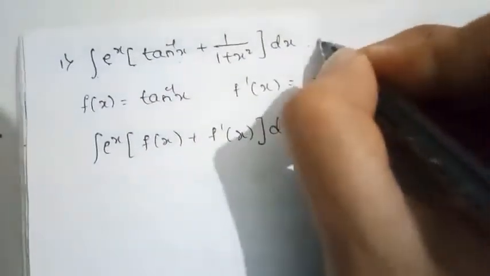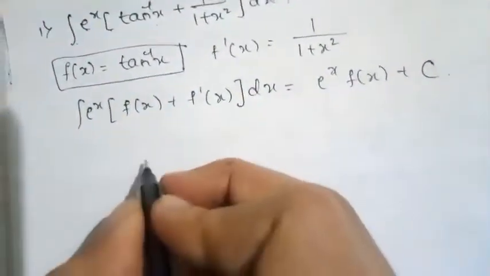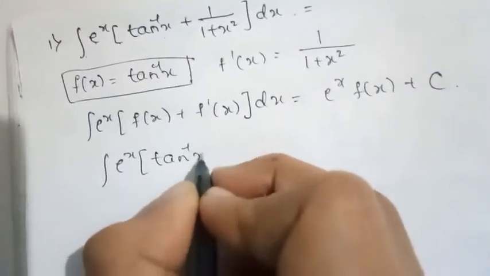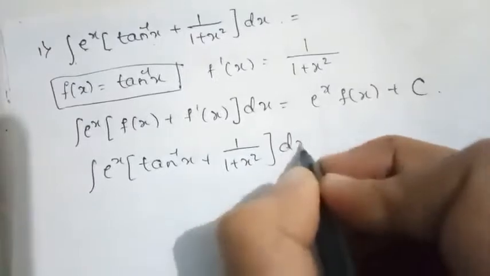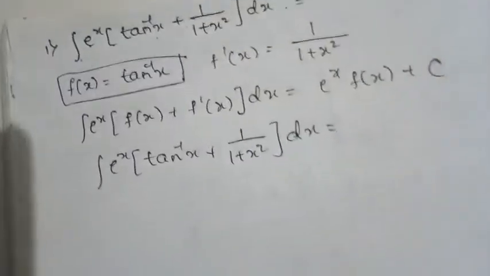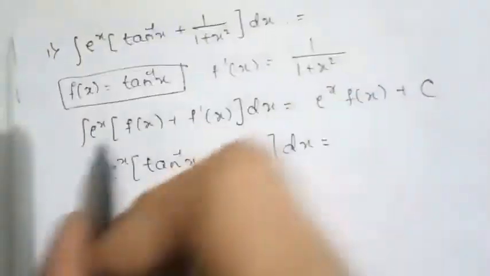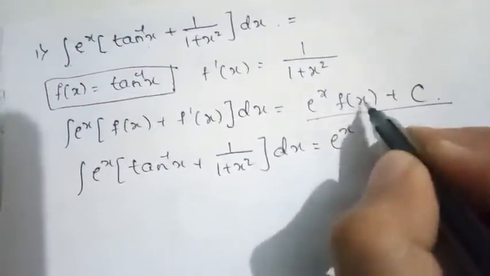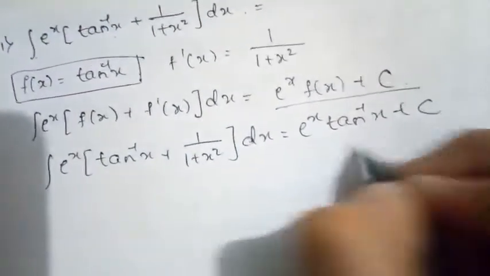So what is here f of x? F of x is tan inverse of x. So what is the integral of e power x into tan inverse of x plus 1 divided by 1 plus x square dx? That is equal to, we can write it directly because we know the formula, that if it is in this form, its integral is e power x into f of x. So e power x, what is f of x here? That is tan inverse of x plus c. So you can write it directly.